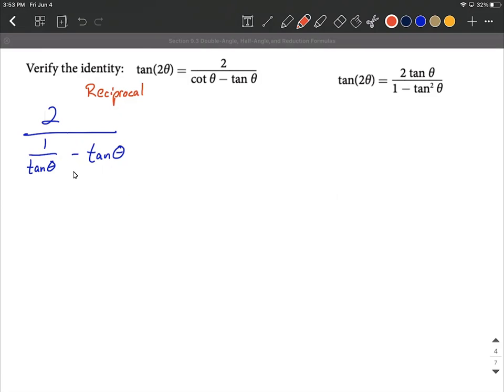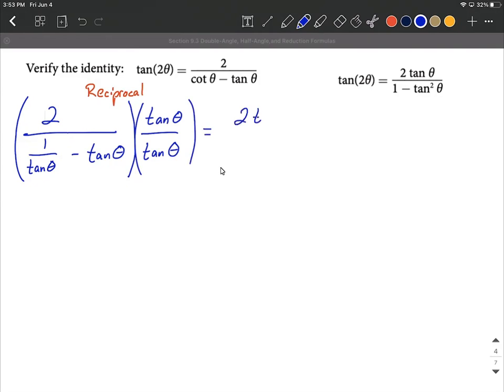The next thing I'm going to do is, I don't like having fractions within fractions. So I'm going to multiply both the big numerator and the big denominator each by tangent. The idea being that if you multiply by the same thing, numerator and denominator, like tangent over tangent, that's like multiplying by 1. So it's not really changing the value. It's just making it look different. So in multiplying by that, you can see that our numerator is now going to be 2 multiplied by tangent of theta. So that's looking promising.